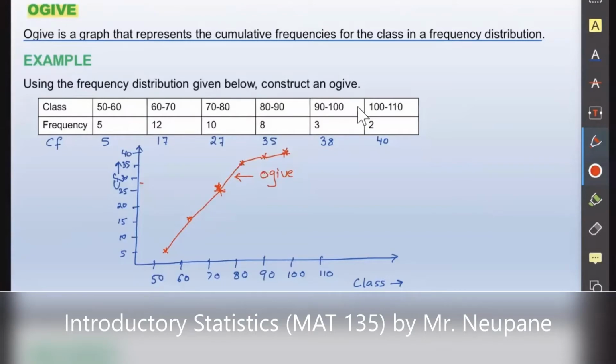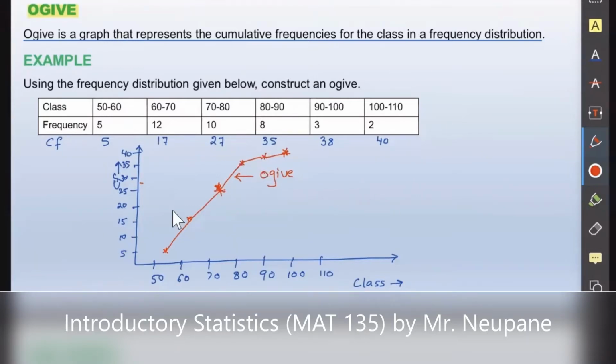Okay, so there is one important thing that you need to know from this ogive. The ogive will give you the total number of observations in the given data set. So by looking at the ogive, you can tell how many observations there are. If you look at the table, when we add all these frequencies, the sum is 40, right?